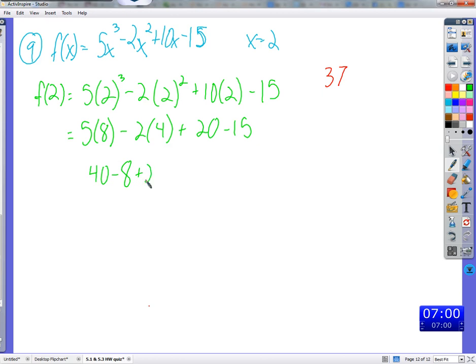Plus 1. Plus 20, minus 15. And that equals 37. And it does equal 37. It works! I love it when that happens.